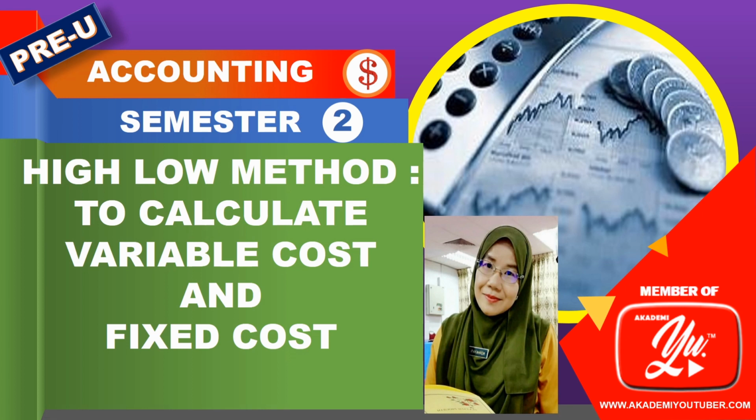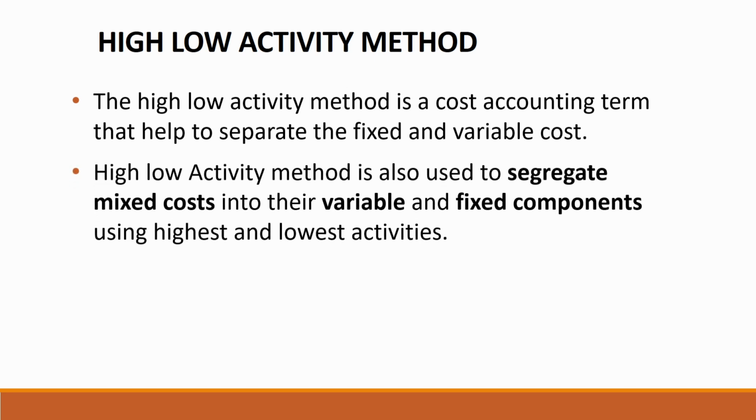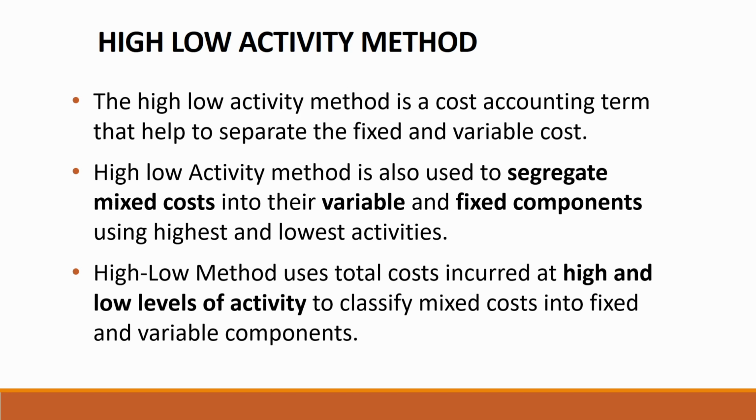Today, I would like to explain about the high-low method to calculate variable cost and fixed cost. So, now we look at the definition of the high-low activity method. The high-low activity method is a cost accounting term that helps to separate the fixed and variable costs. It is also used to segregate mixed costs into their variable and fixed components using highest and lowest activities. The high-low method uses total costs incurred at high and low levels of activity to classify mixed costs into fixed and variable components.